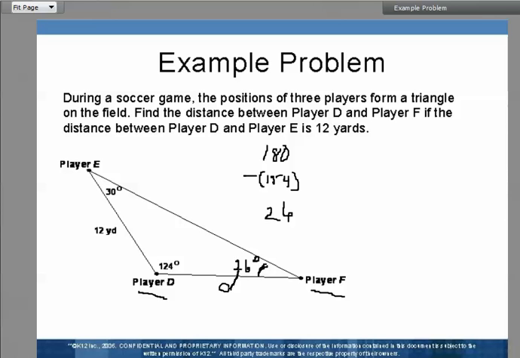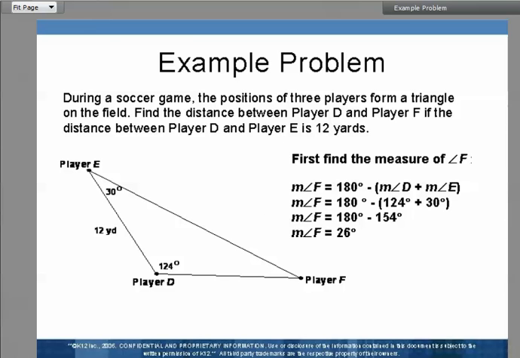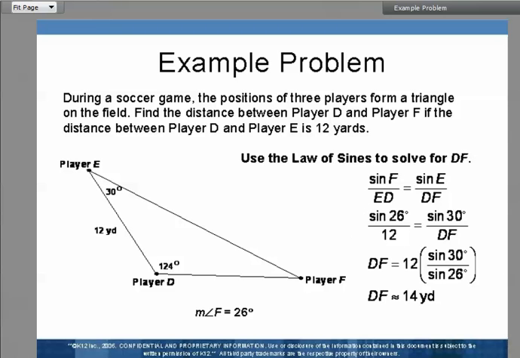So let me set up my law of sines now. It'll be the sine of 26 degrees divided by 12 will be equal to the sine of 30 degrees divided by that distance that we're looking for. Ah, that was simple, Mr. Greene. That just was a little bit tricky, wasn't it? Okay, see, they had to find that angle there first. And then what did they do? They set it up just like I said, sine of 26 divided by 12, sine of 30 divided by side DF.